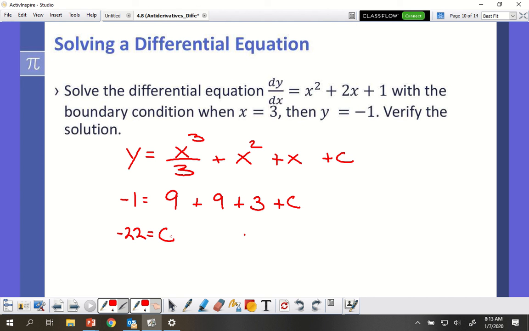So my particular solution to this function would be y equals x cubed over 3 plus x squared plus x minus 22.